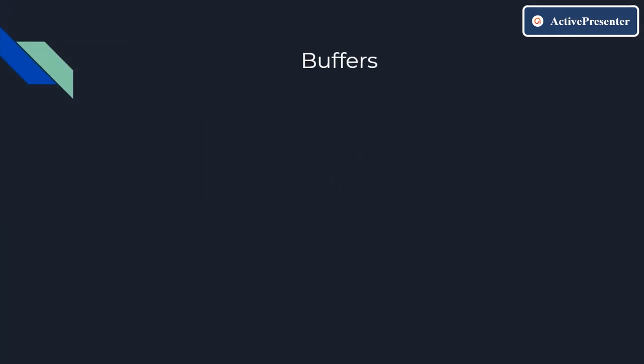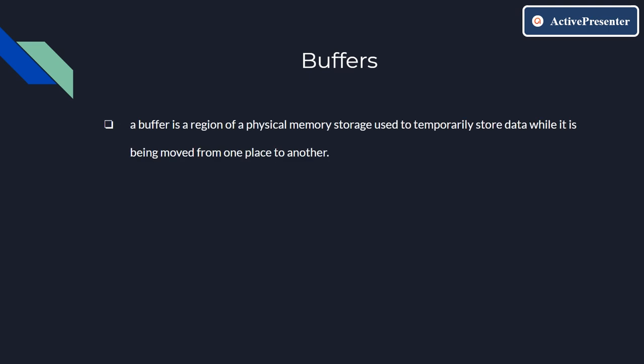So buffers. In computer science, a buffer is a region of physical memory storage used to temporarily store data while it is being moved from one place to another. To give you an example, RAM is a type of buffer. Also, on your graphic card or motherboard, there are various onboard buffers. So keep this in mind, we'll use them later.